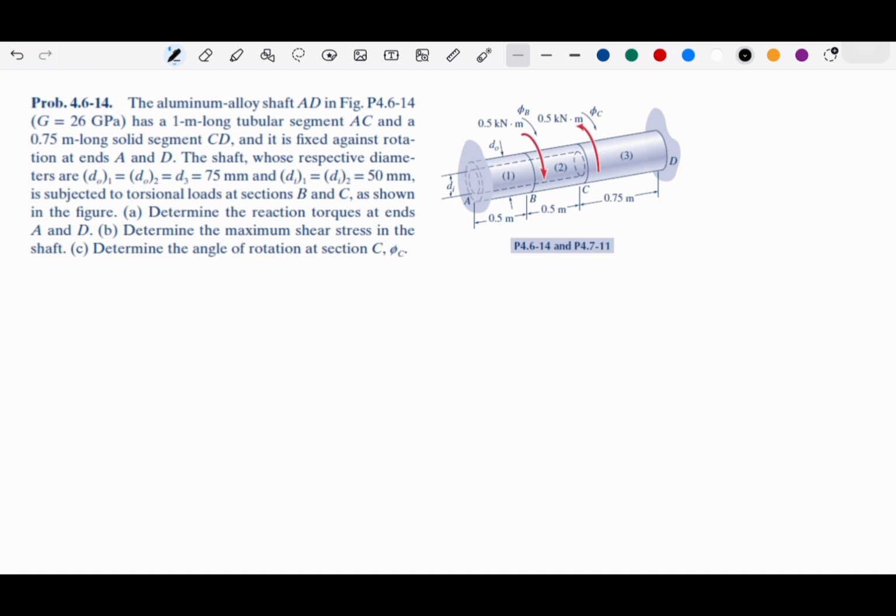Now we have three elements, so we have phi 1 plus phi 2 plus phi 3 equals 0. And then in between of this information, we can substitute, solve the equations, and then we get the results for the internal torques, T1, T2, and T3. Okay, same thing. So I will leave this for you. You should try this.